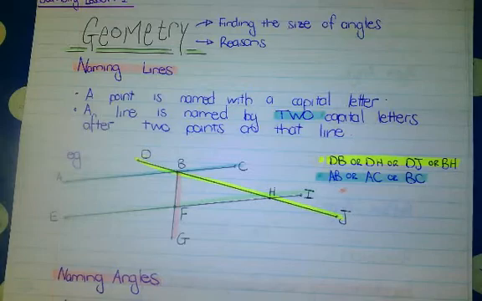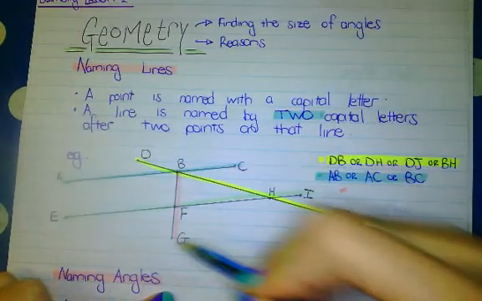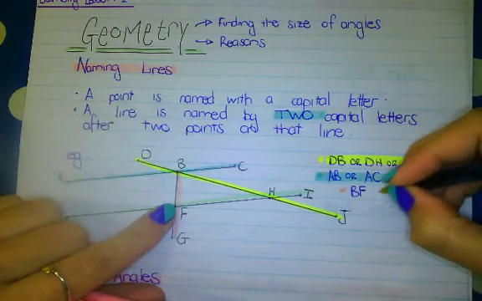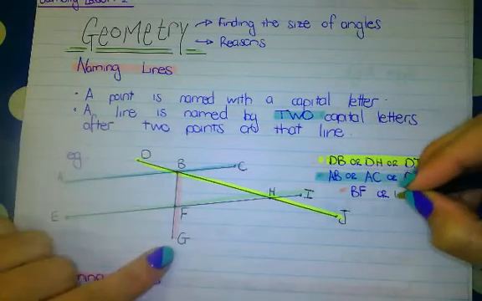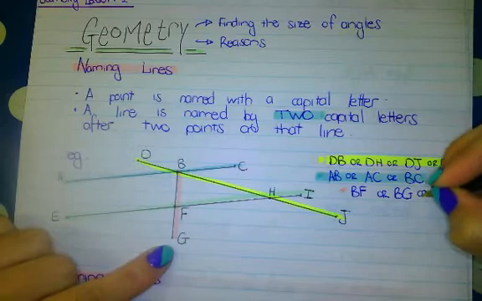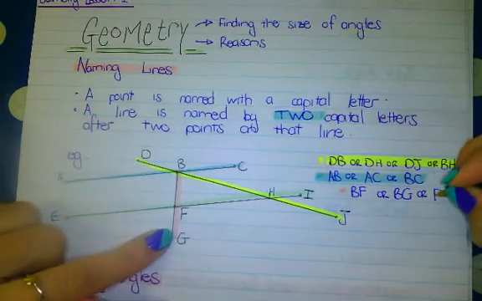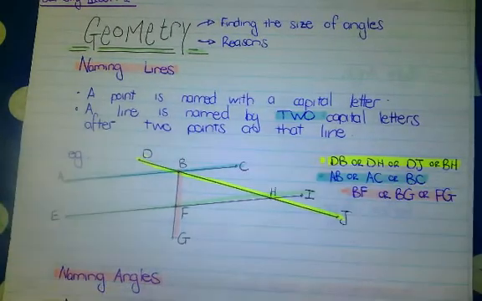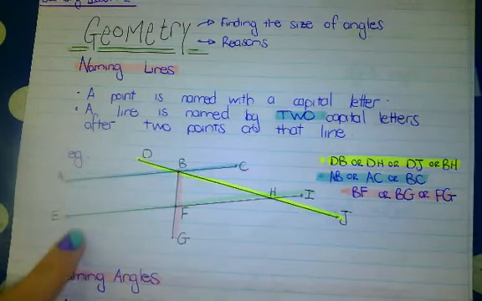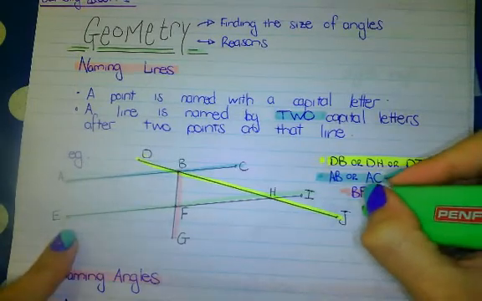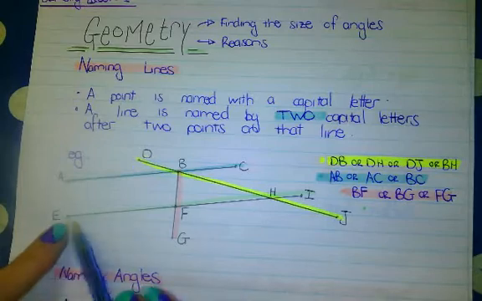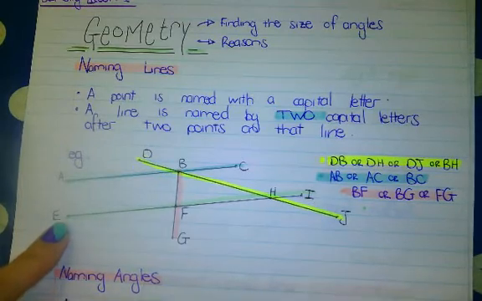Pink line, we could call the pink line BF, okay, after 2 points on the line, or maybe BG, or maybe FG. Okay, just pick 2 points on the line and that will give you its name. Okay, and then our last one, the green one, here he is. So the green guy, again, he'll have quite a few options for his name because it's got 1, 2, 3, 4 points on that line.